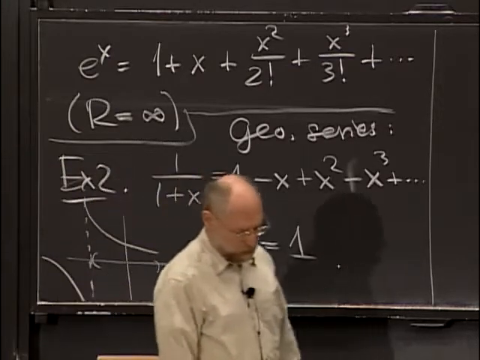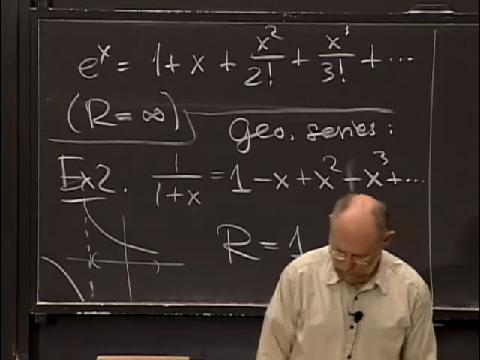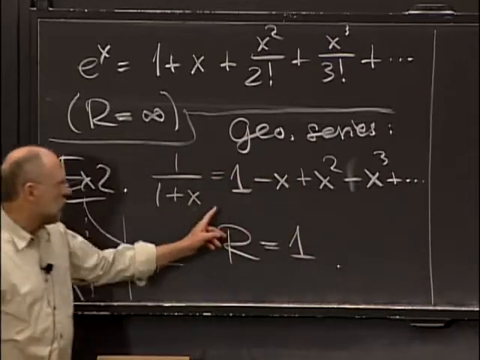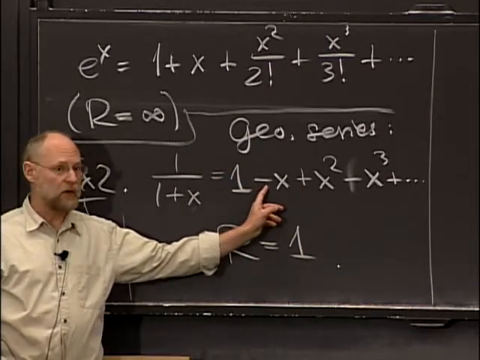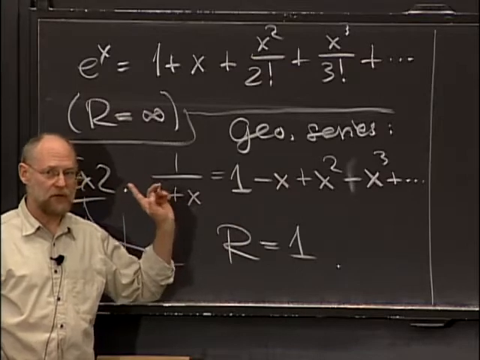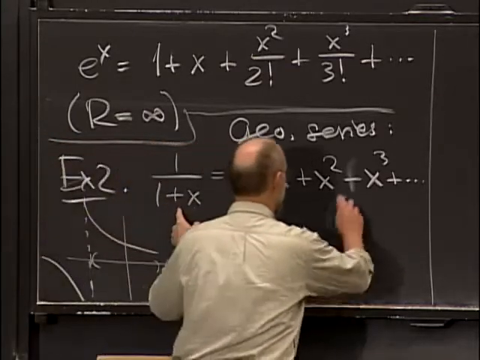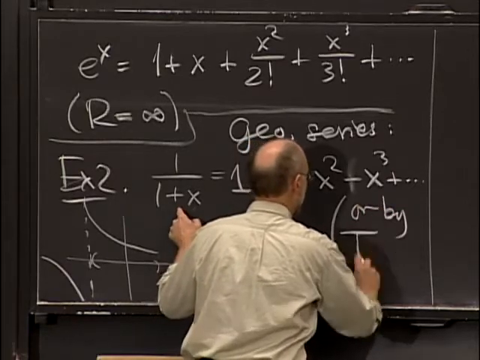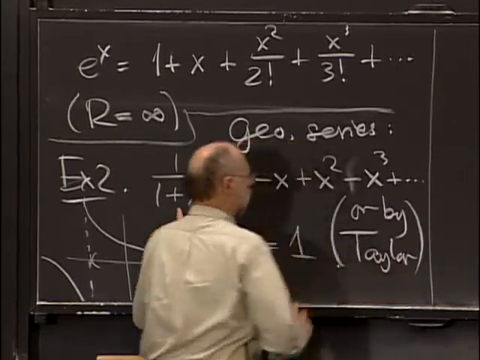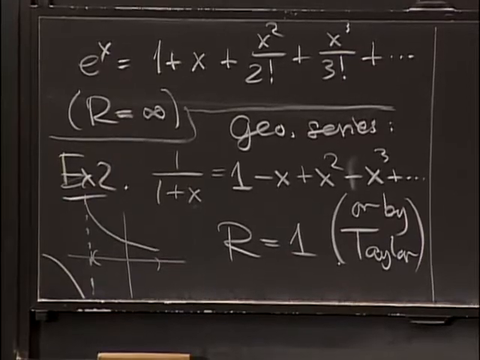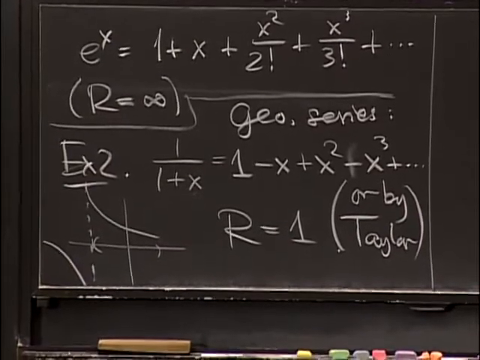OK, so let's do a new example now. Oh, and by the way, I should say, you can calculate these numbers using Taylor's formula. If you haven't seen it, check it out. Calculate the iterated derivatives of this function and plug in x equals 0 and see that you get plus 1, minus 1, plus 1, minus 1, and so on.